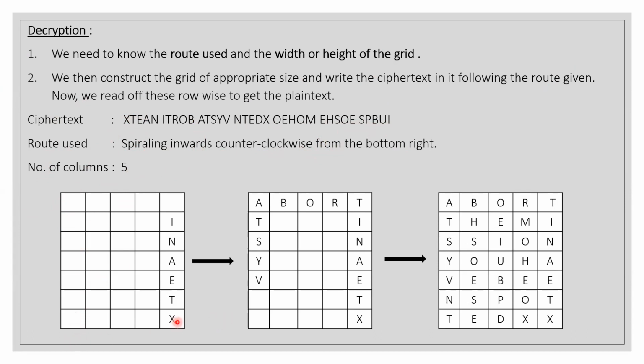And then we start decrypting the message by inserting these letters following the route. So we start filling this, spiraling inwards. So after we fill every letter from the cipher text, we get the plain text that was decrypted.